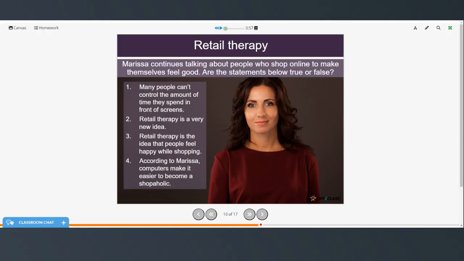All right, so many people can't control the amount of time they spend in front of screens. That was true. Retail therapy is a very new idea. That's false. Retail therapy is the idea that people feel happy while shopping. That's true. And according to Marissa, computers make it easier to become a shopaholic. That is true.